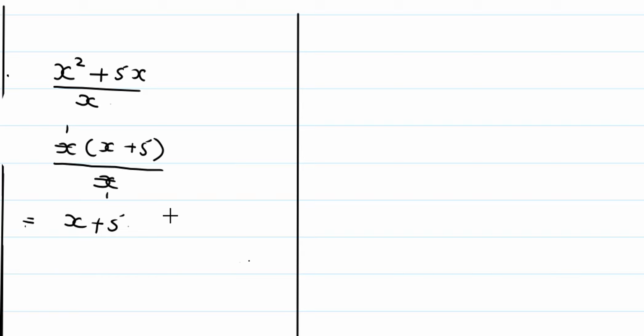Then in this question we have a condition that this x on the denominator should never be 0, because you cannot divide any number by 0.